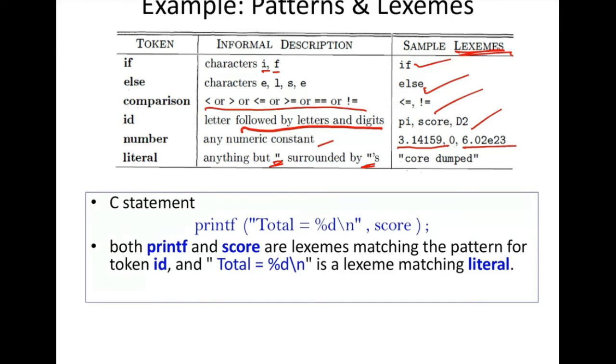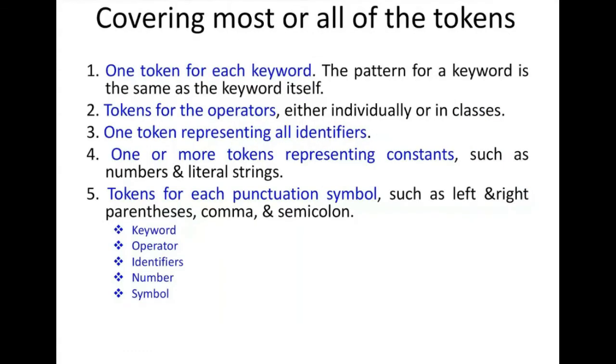Now, if you look at this statement, printf("Total = %d\n", score); this is a simple instruction in C language. Both printf and score are lexemes matching the pattern for token ID. And "Total = %d\n" is a lexeme matching a literal. So this covers most of the tokens.